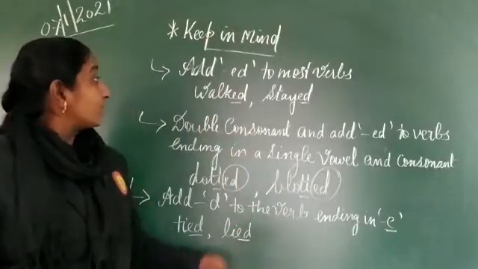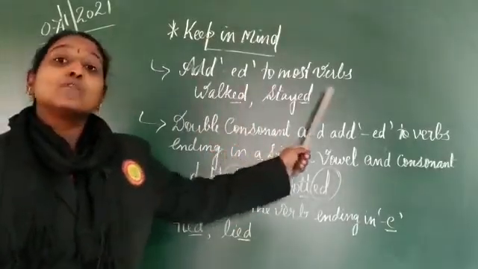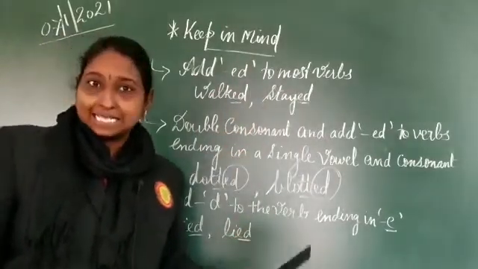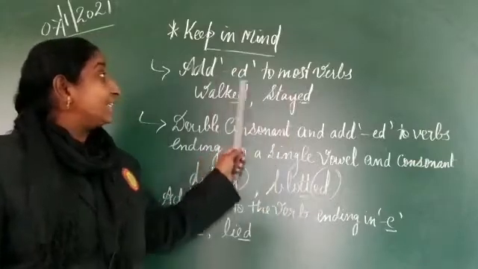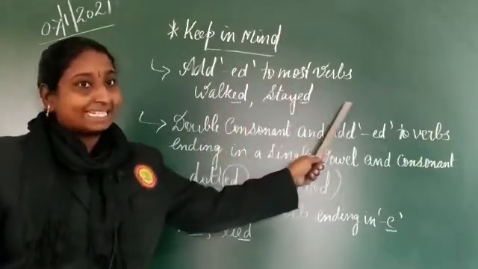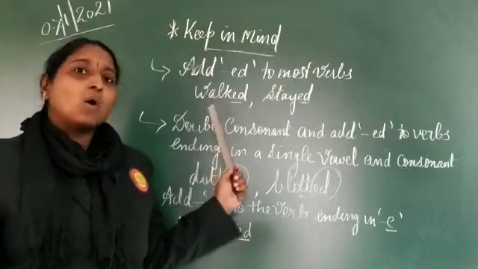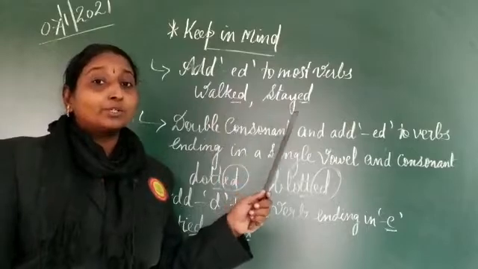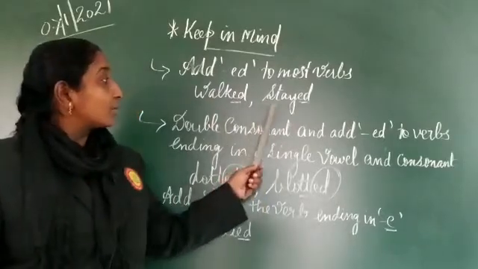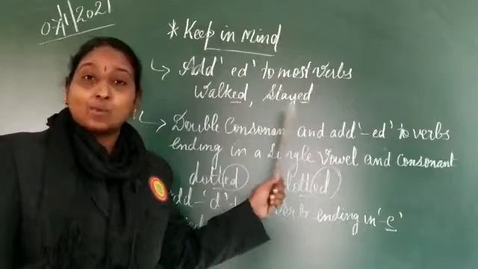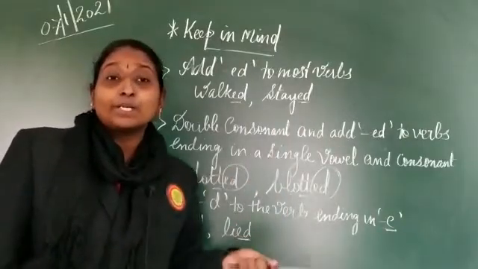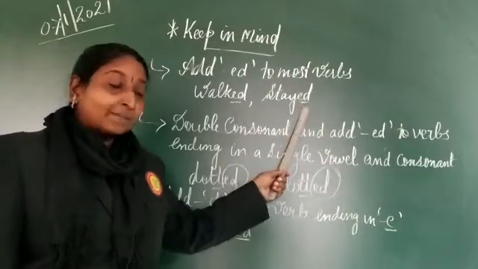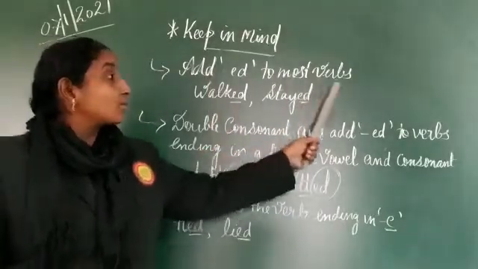So the first one is you have to add ed to most of the verbs. If you have to make a simple past tense, you have to add ed to the verbs of your sentences. Example: suppose the word is walk. To make it past tense, you add ed and that forms walked. The same way, suppose the verb is stay, S-T-A-Y, and you have to form it into a simple past tense, you add ed and that becomes stayed. That is known as add ed to most of the verbs.